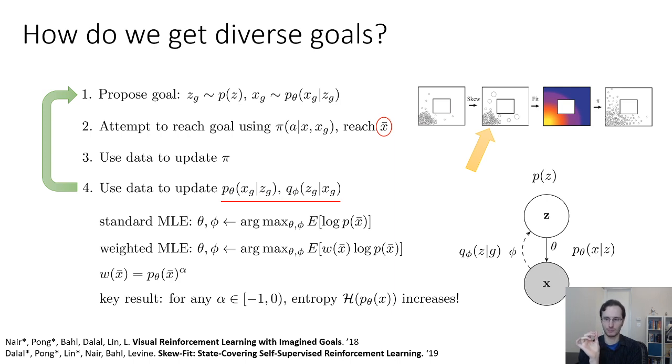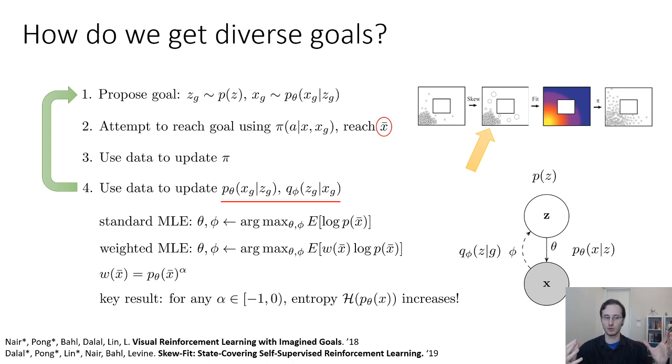And one of the things we can prove, I'm not going to go through the proof for this, but the proof is in these papers. It's possible to prove that if you use a negative exponent, then the entropy of p theta of x will increase, meaning that each time you go around this loop, you will be proposing broader and broader goals.